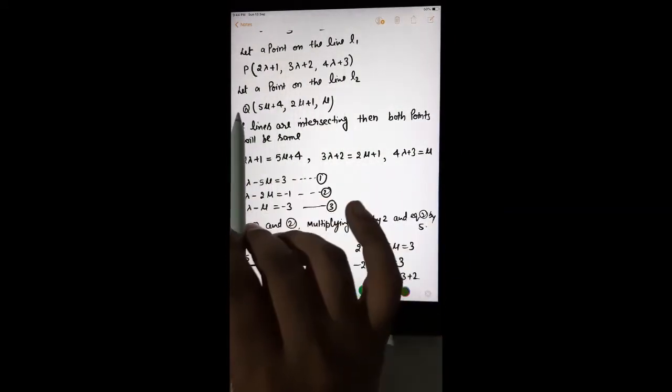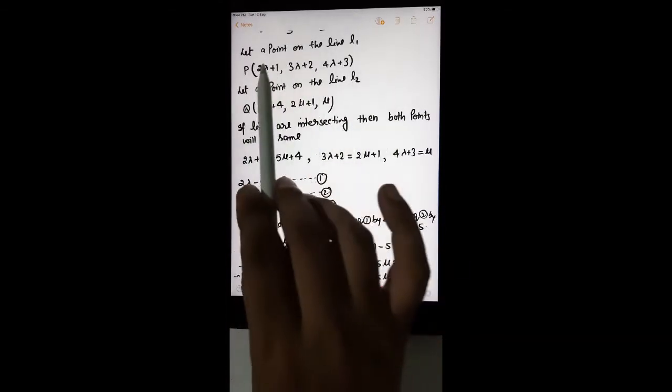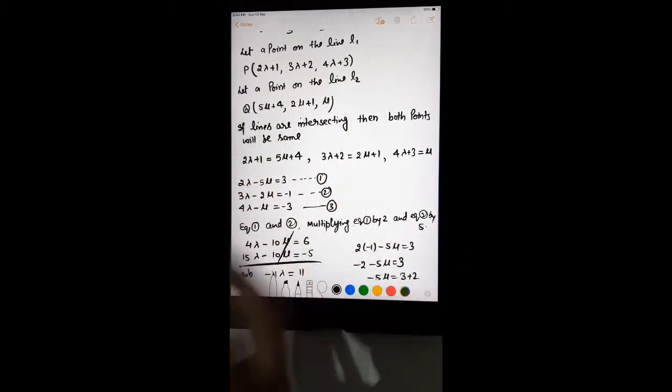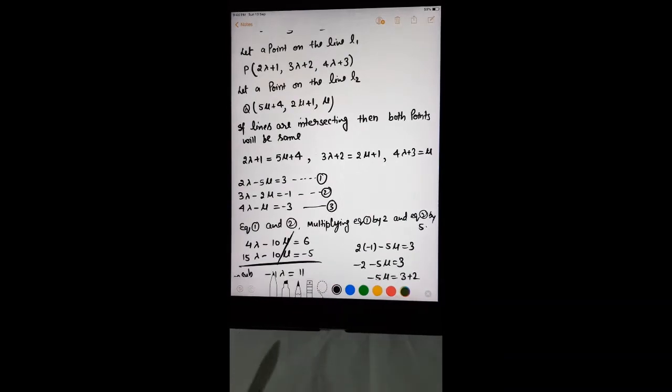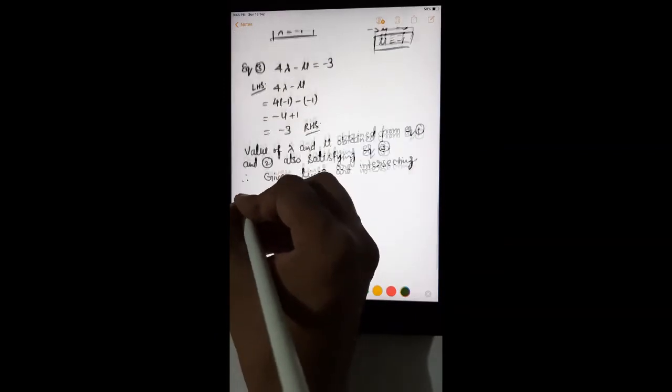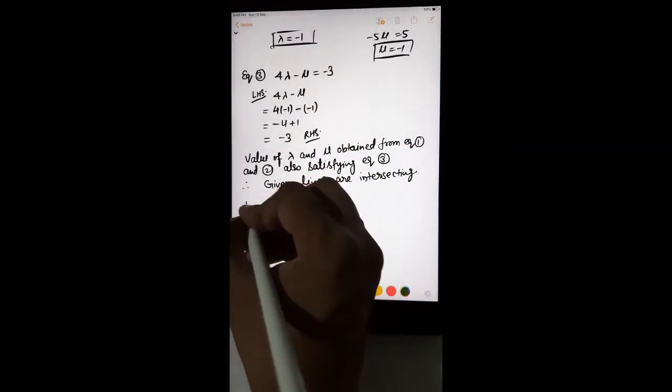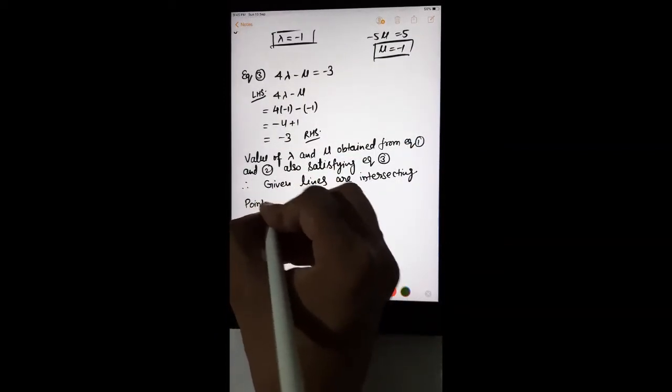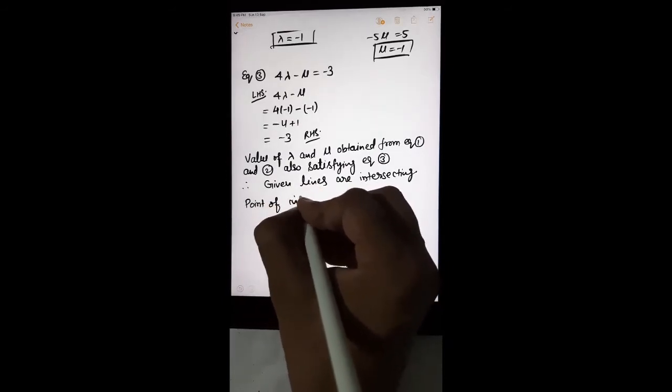in P or in Q. If we put the value of lambda in P, then we will get the point of intersection, that is minus 2 plus 1, minus 3 plus 2, minus 4 plus 3. So we can find the point of intersection. Let us find the point of intersection.